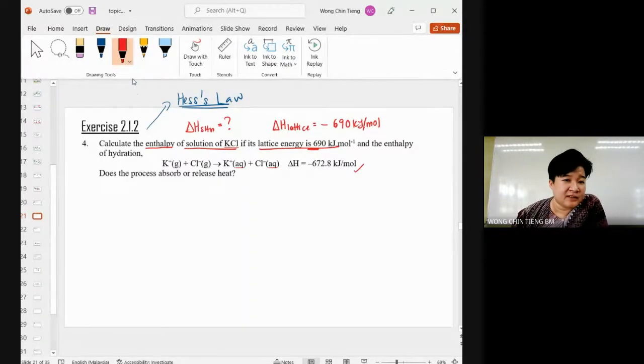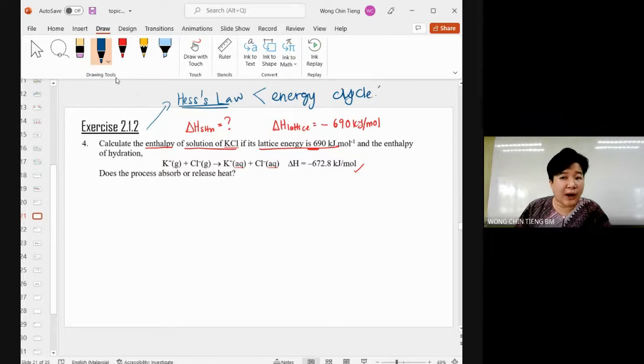So how do we start? Okay, the question is, aku nak mula macam mana ni? Saya nak ajar cara yang senang for this question. Ataupun Hess's law ada dua cara. Satu guna energy cycle, satu guna algebraic method. Untuk yang ni kita nak guna energy cycle. So, how do I start energy cycle? Simple. Always start with what we want. Sentiasa mula dengan apa yang kita nak.